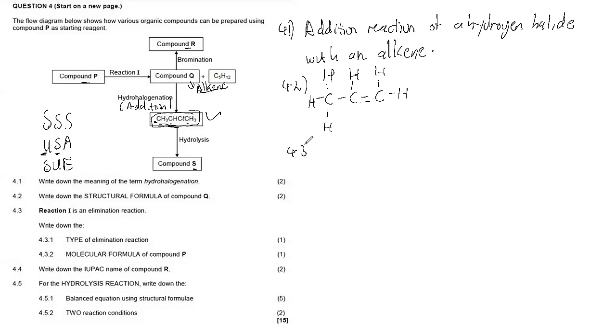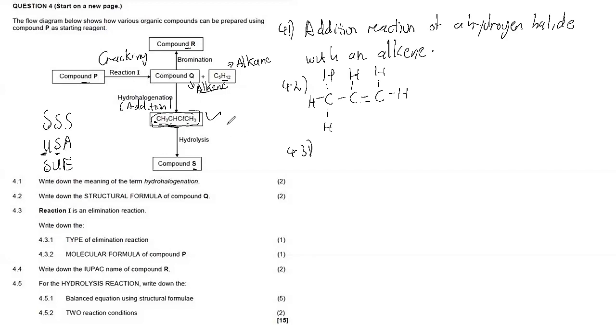Now let's move to 4.3. It says reaction 1 is an elimination reaction. Now 4.3.1 says write down the type of elimination reaction. Now we have discovered that this here is an alkene, but looking at this molecular formula here, we can see that this one obviously has to be an alkane. Now, what elimination reaction do we know that produces the alkene and the alkane? Now, the only elimination reaction that produces an alkene and alkane is a cracking reaction.